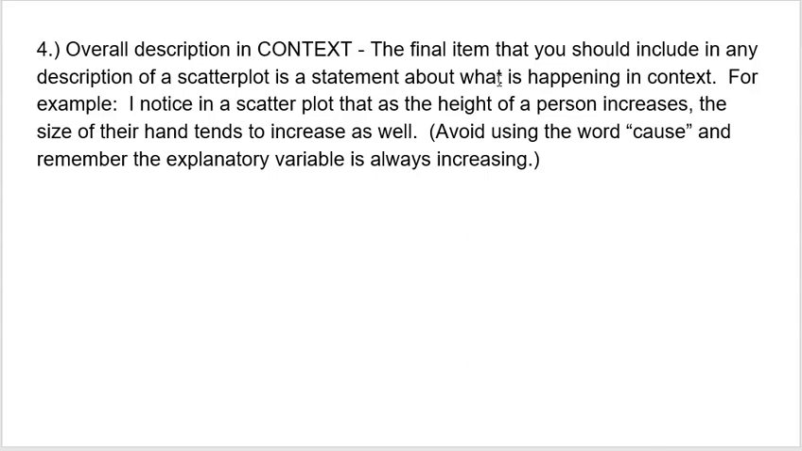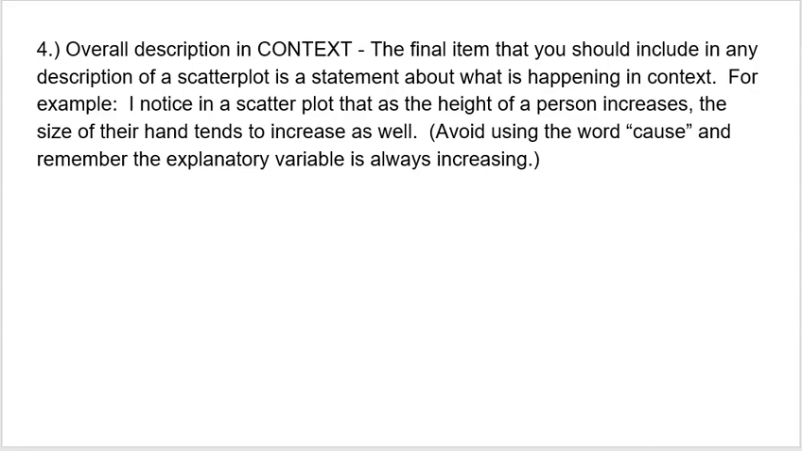I already said that several times. But again, if the question deals with height and size of their hand, then I clearly want to incorporate that in my answer. Always lead with the explanatory. Remember, the explanatory is always going up. So I say, as the explanatory variable is going up, the response variable is going, and you just fill in the blanks. But add that context in. Don't forget units, and don't forget the actual words of the problem.